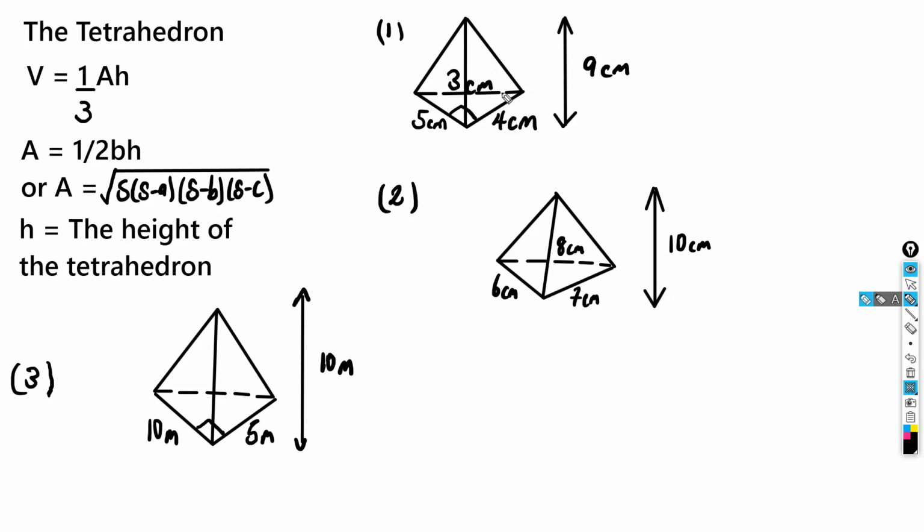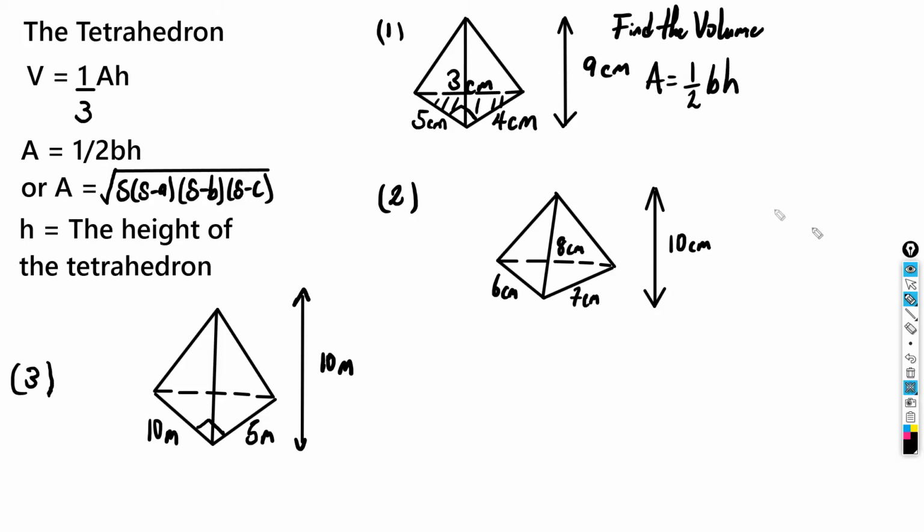All right, and we need to find the volume. Okay, so let's put that here. Find the volume. All right, so let's find the volume, guys. The first thing we need to do is find the area of the base of the triangle, right? Which is down here. So A is equal to half base times height.